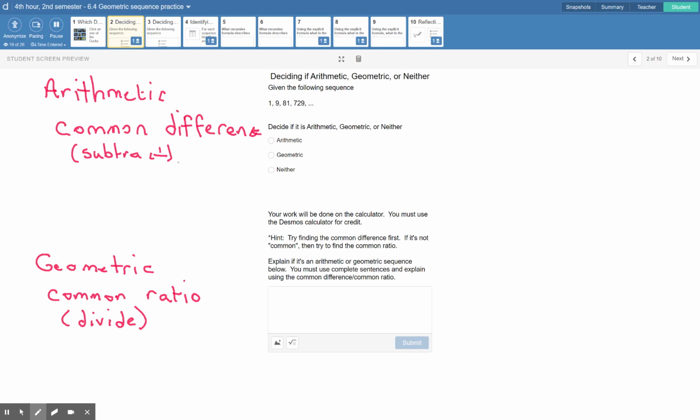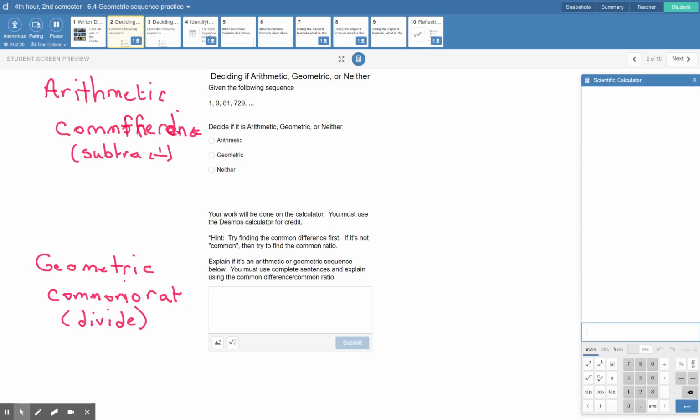Now notice that it says neither. A sequence can be neither if it doesn't have a common difference or a common ratio. So that's what that means. But for this, we're either going to have a common difference or we're going to have a common ratio. So all of your work gets done on the calculator.